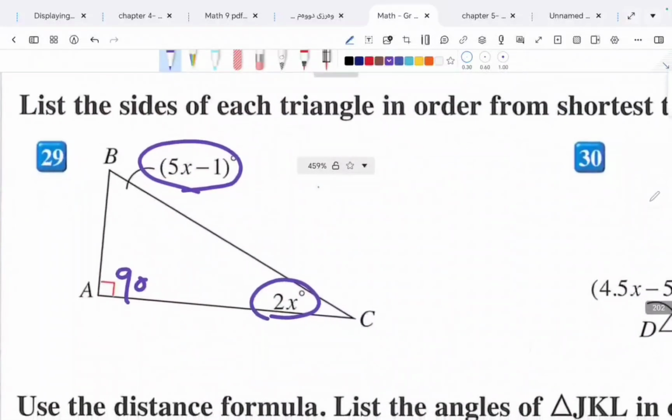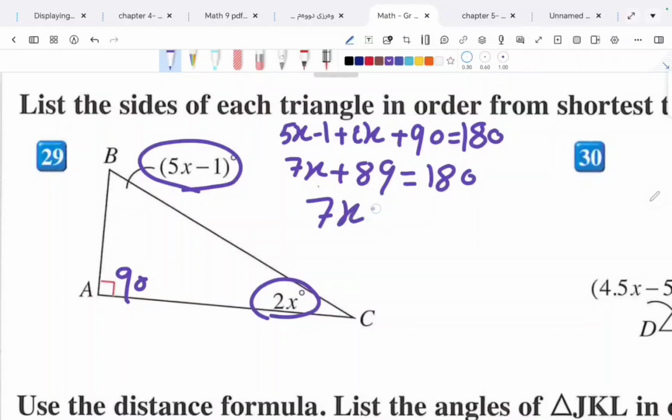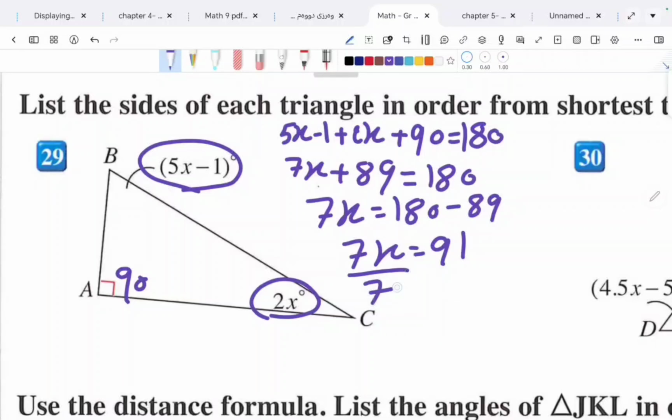Let's solve it together. So 5x minus 1 plus 2x plus 90 equals 180. Okay. Add the x's together, it will be 7x. We have negative 1, positive 90, so it will be plus 89 equals 180. Then move 89 to the other side. 7x equals 180 minus 89. 7x equals 91. How to get rid of 7? Divide by 7, divide by 7, x equals 13. Instead of each x, write 13.